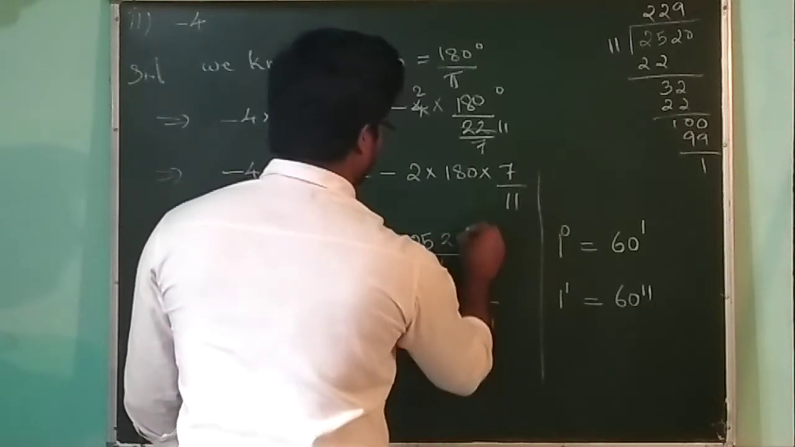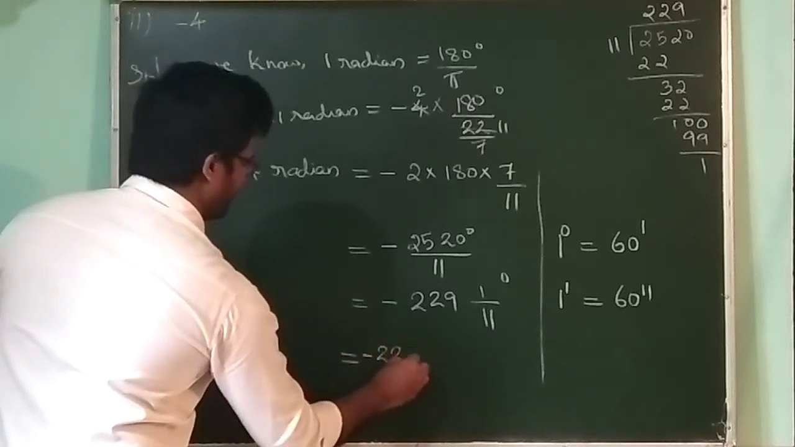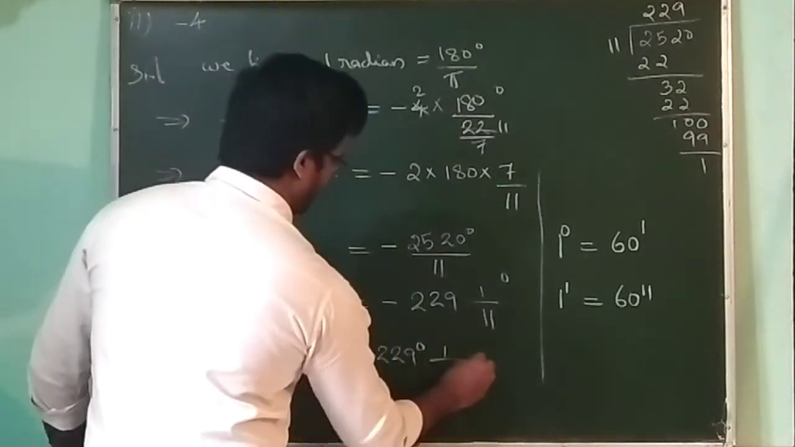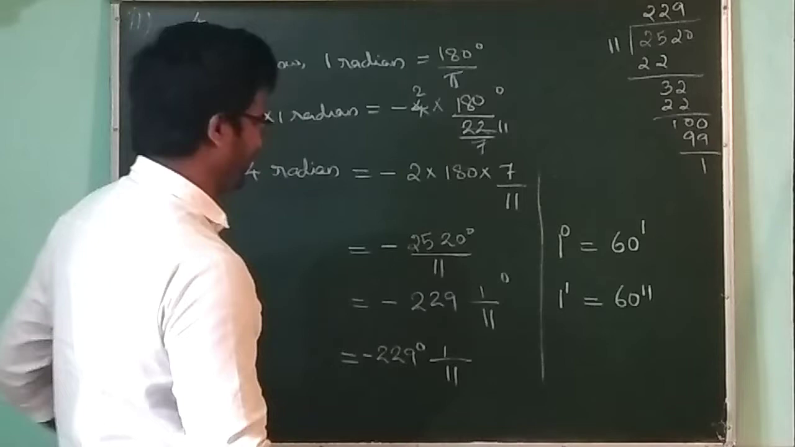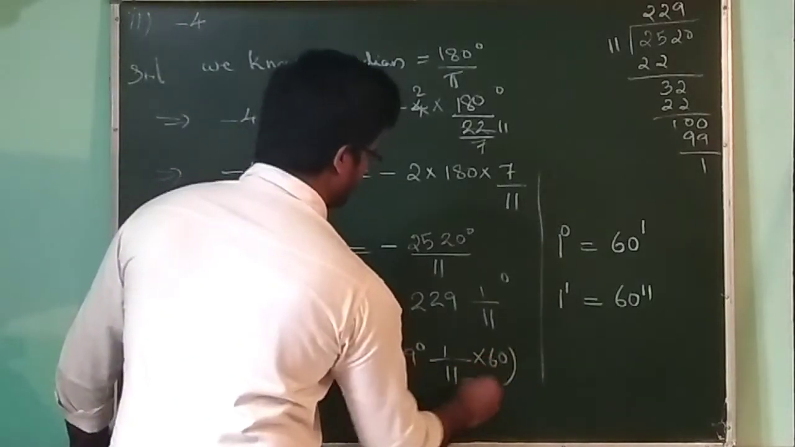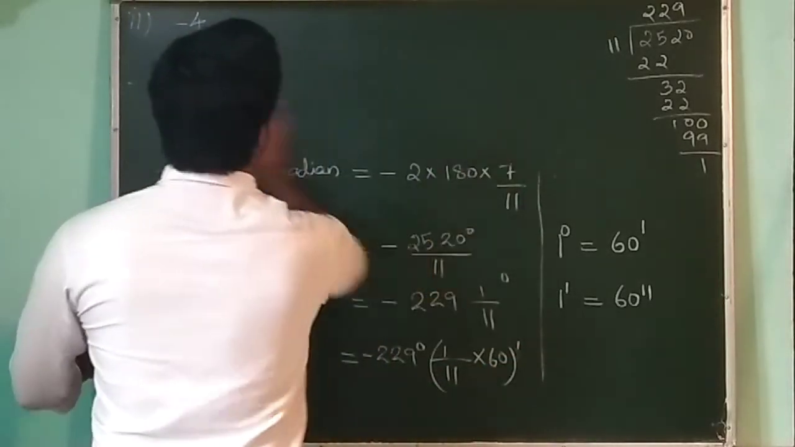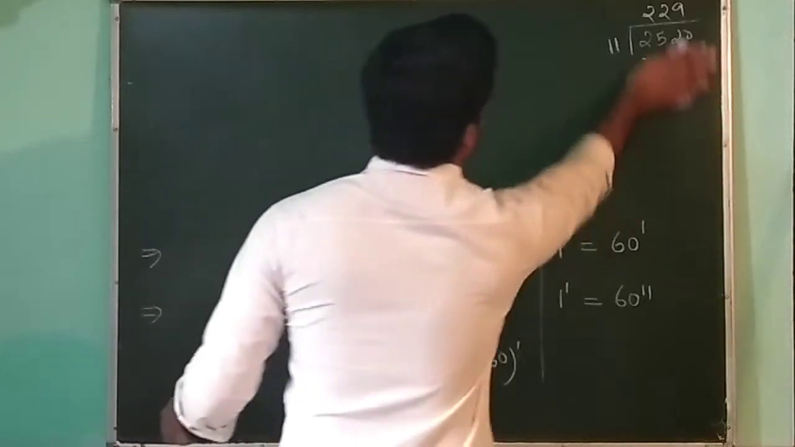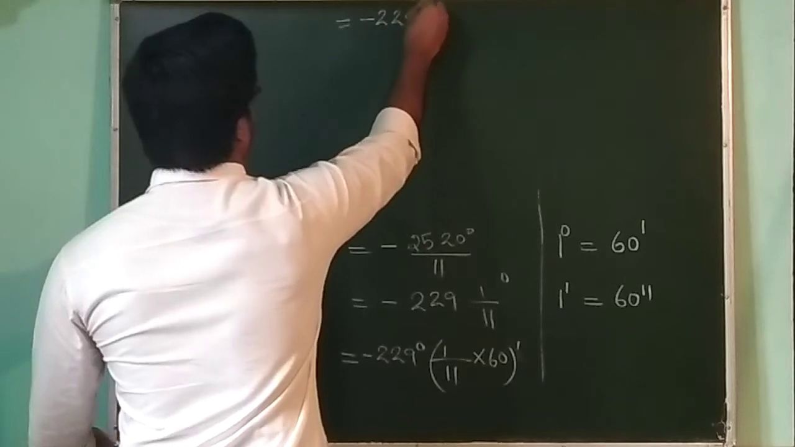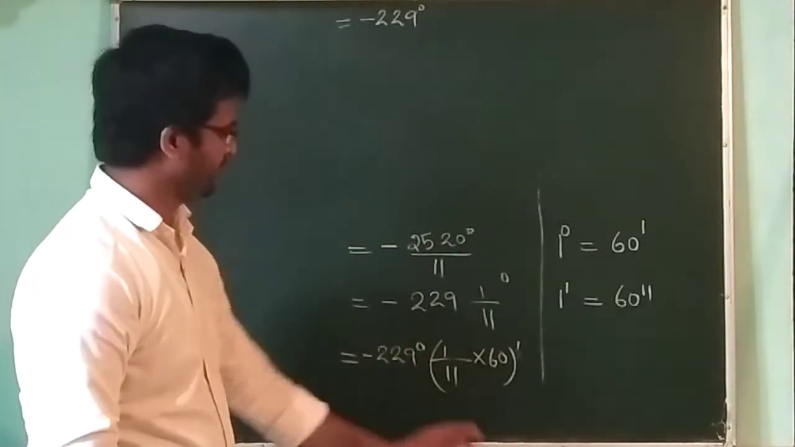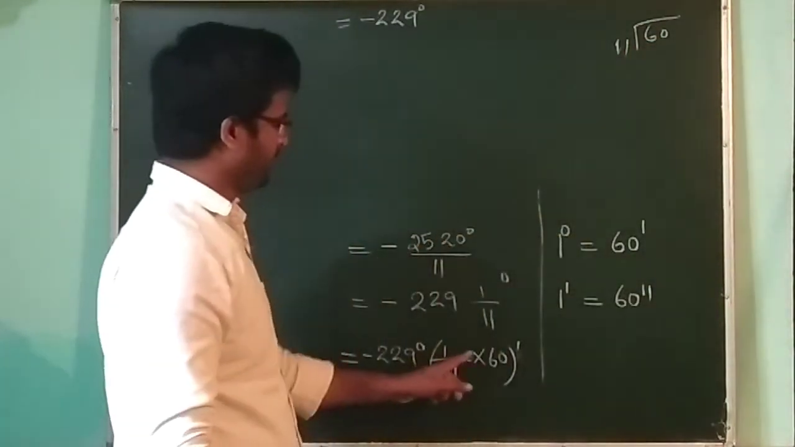So 1 by 11 degree of minus 229 degree. This 1 by 11 degree we can change to minutes. That's why we multiply with 60, and this will be the value in minutes. Minus 229 degree, 1 into 60 by 11 we can do. 60 by 11.